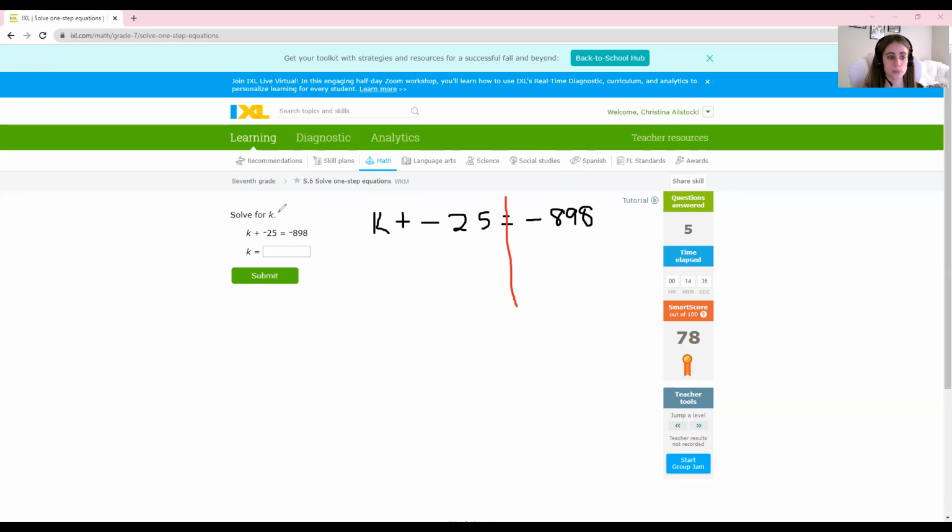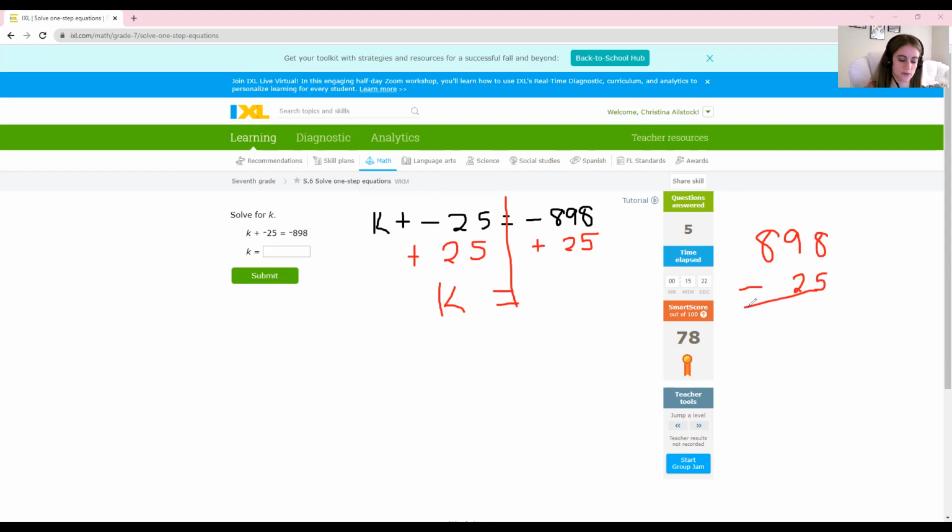Well, we have K plus a negative 25. What would be the opposite of a negative 25? A positive 25. We are going to add 25 to both sides. We bring our K down. Negative 25 plus 25 is 0. And now we're in a similar situation where our numbers have opposite signs, a negative 898 and a positive 25. So we're going to subtract them first, and then the absolute value that is larger is the sign we take.